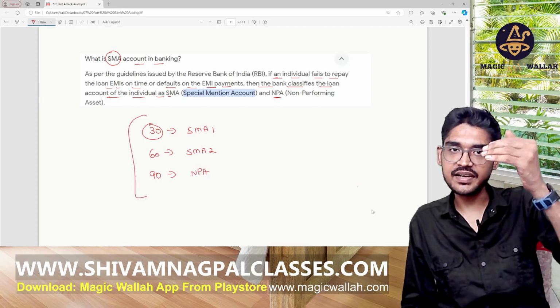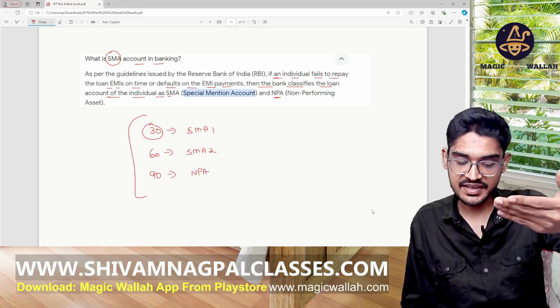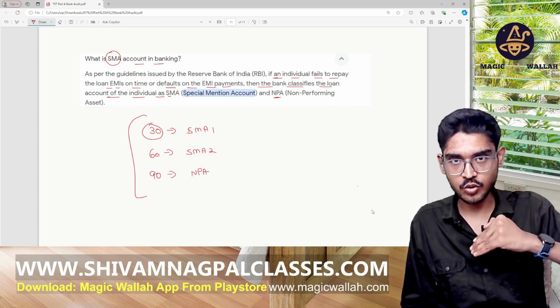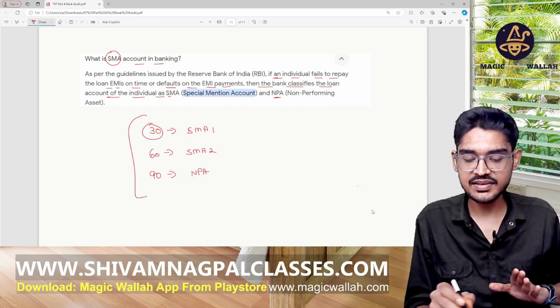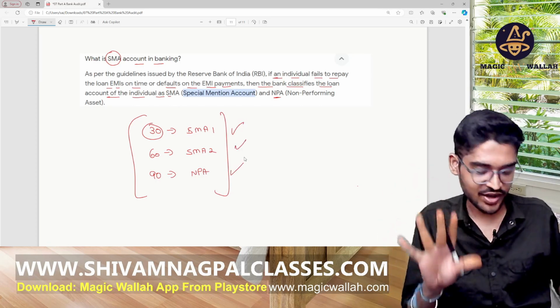So in the first 30 days, it becomes SMA1. In the second 30 days, that is 60 days, it becomes SMA2. In total 90 days, it becomes NPA. These are SMA1, SMA2 and NPA. This is clear? Yes? Okay, ठीक है.